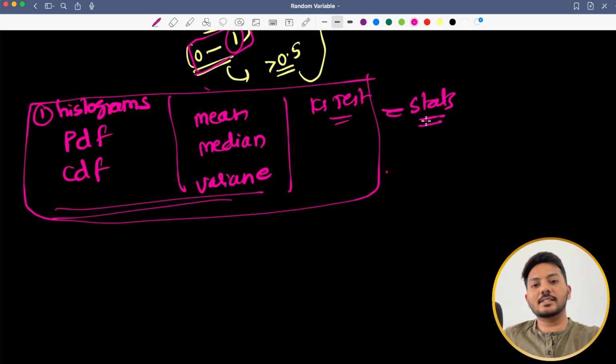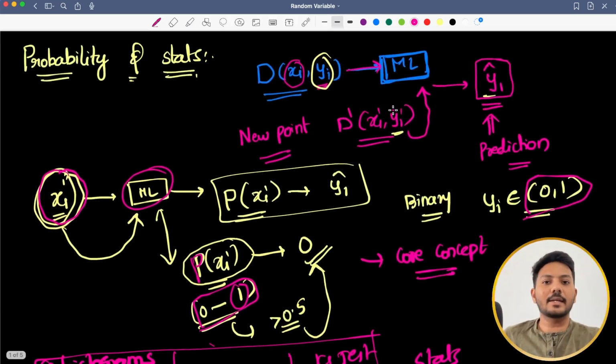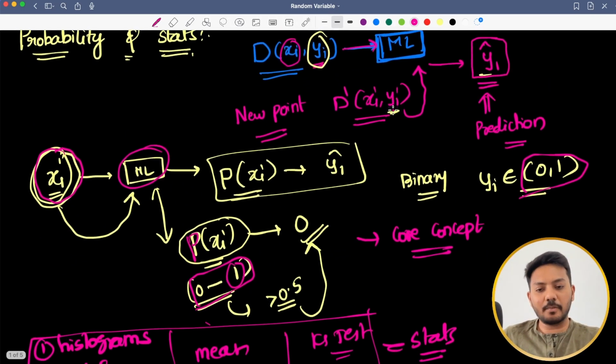So I hope you understand why we need probability and why we need to learn it in the case of machine learning. So now what we will do is we will talk about a concept called random variable.